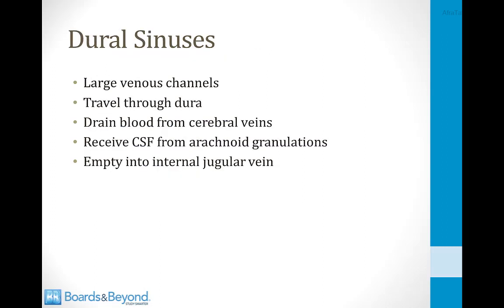So for the rest of this module, I'm going to go through the dural sinuses. These are large venous channels found in the dura. That's why they're called dural sinuses. And they drain blood from the cerebral veins, and they also receive CSF from the arachnoid granulations, and they empty into the internal jugular vein, and from there join the venous system of the body.